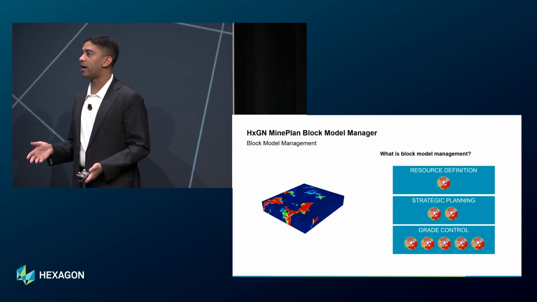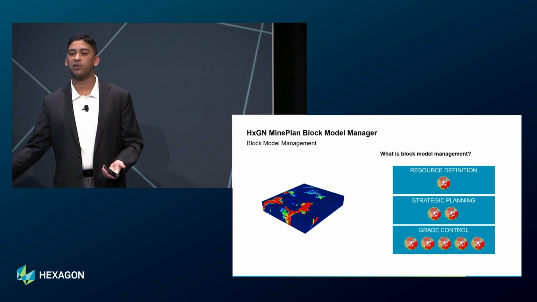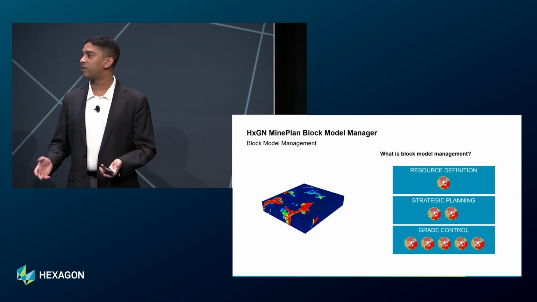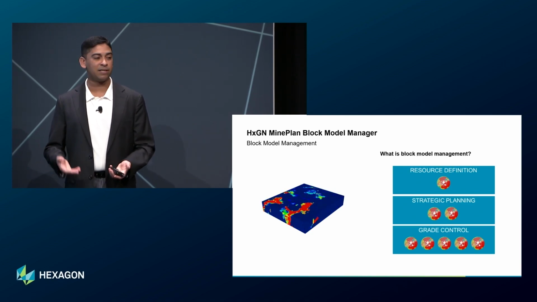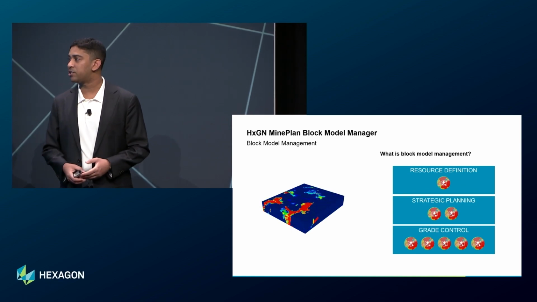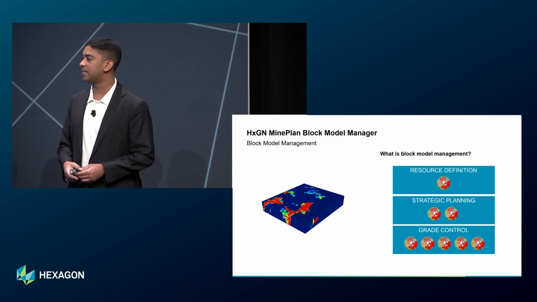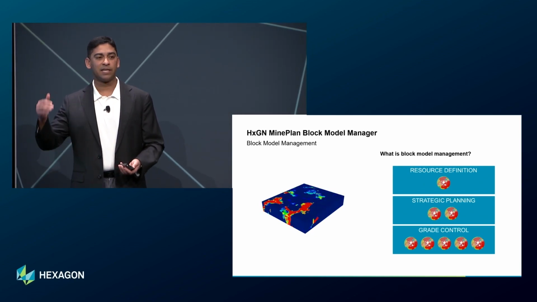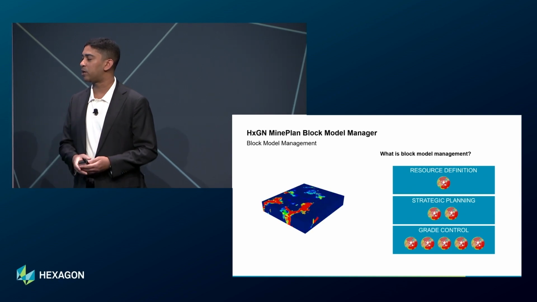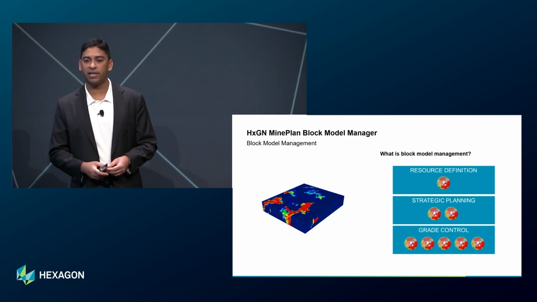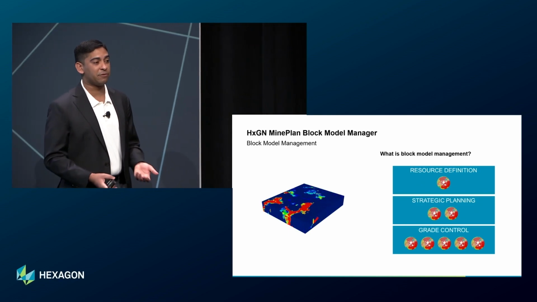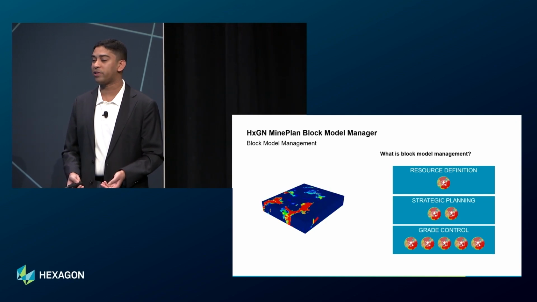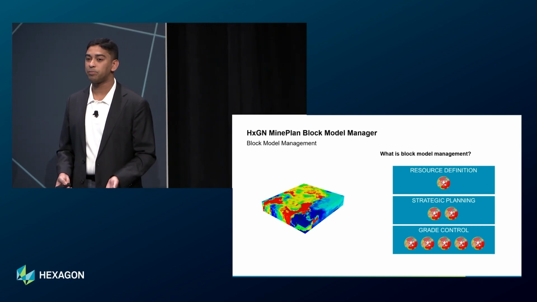So we start out with our resource definition model, our long-term model. That gets branched and converted into strategic planning models, with an extra bit of input from the engineers to define the economics. And then ultimately, we have that grade control model. Grade control models branch again from those strategic planning models. Typically, we can produce a grade control model almost every day. So over the course of the year, you can easily end up with a few hundred models.